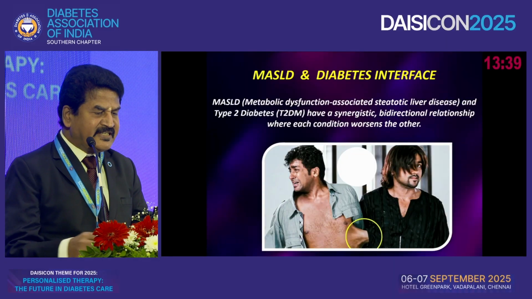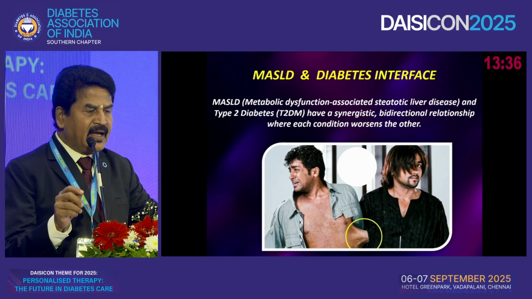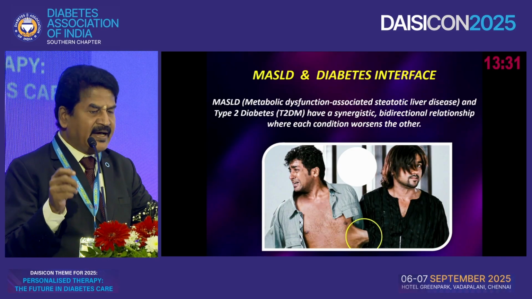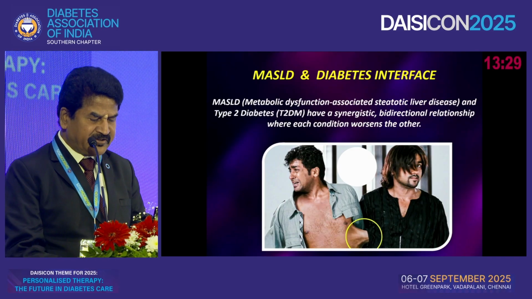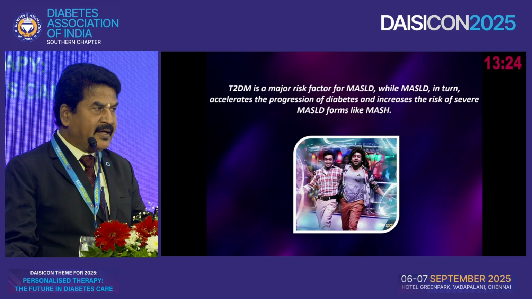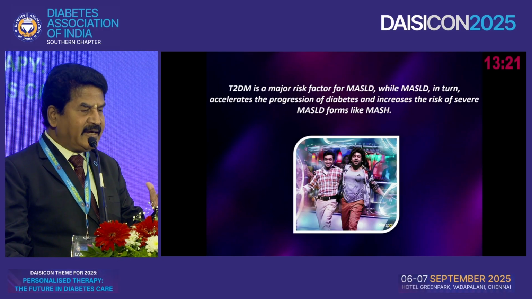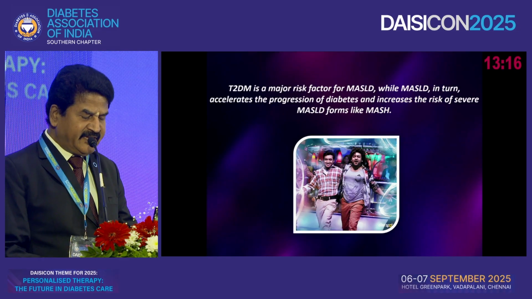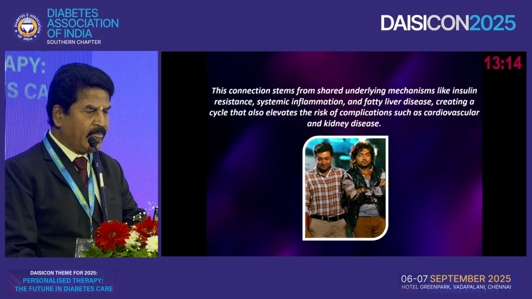Yes, MASLD is a hidden epidemic. Diabetes is a known epidemic, so we are dealing with a dual epidemic. Both of them are linked to each other. MASLD and type 2 DM have a synergistic, bidirectional relationship where each condition worsens the other. T2DM is a major risk factor for MASLD, while MASLD in turn accelerates the progression of diabetes and increases the risk of severe MASLD forms like MASH.